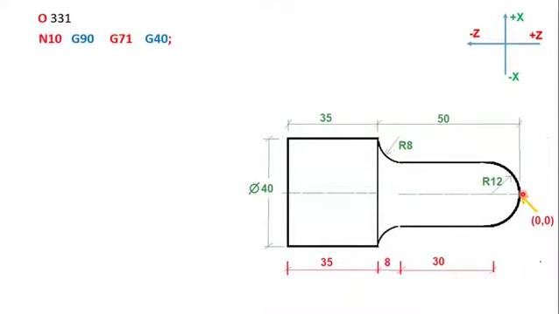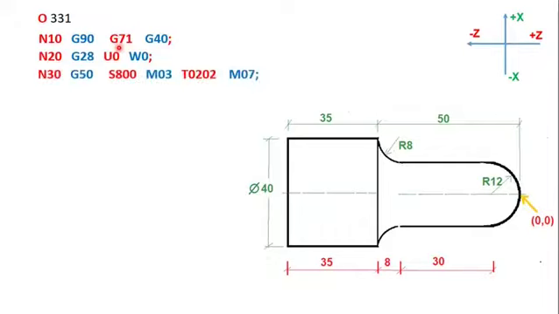As usual, first we start with O, that is the program number 331. Then we start with N10, that is the block number, G90, G71 and G40. So absolute coordinate system, and G40 is nothing but removing any cutter compensation given in the program or any earlier program. If any cutter compensation is already given, it is cancelled. G71 is the metric system. Then we move the tool to the machine zero, that is U0 W0.